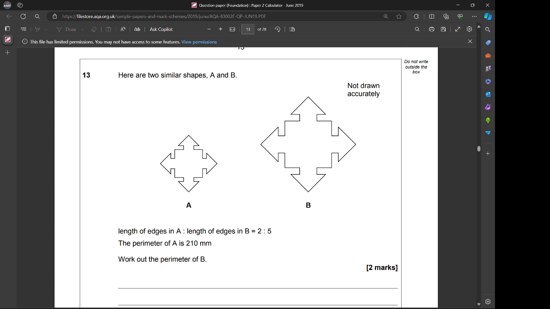Question 13, looking at some similar shapes.